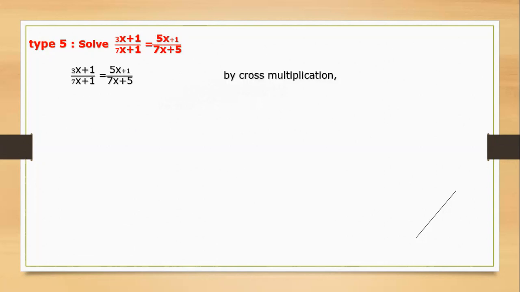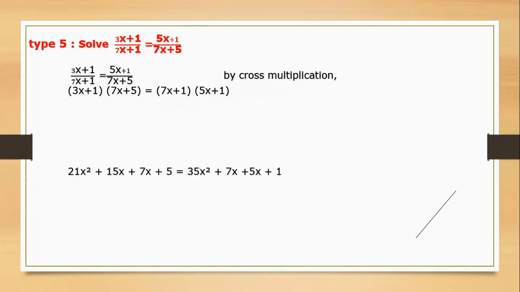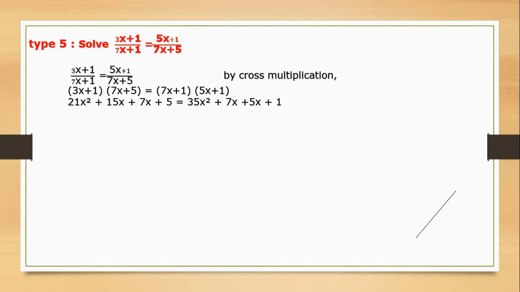Let us cross multiply. See, (3x plus 1) into (7x plus 5) is equal to (7x plus 1) into (5x plus 1). So if you multiply 3x into 7x, 21x square, 3x into 5 is 15x, 1 into 7x is 7x, 1 into 5 is 5, is equal to 7x into 5x is 35x square, and 7x into 1 is 7x, 1 into 5x is 5x, 1 into 1 is 1.